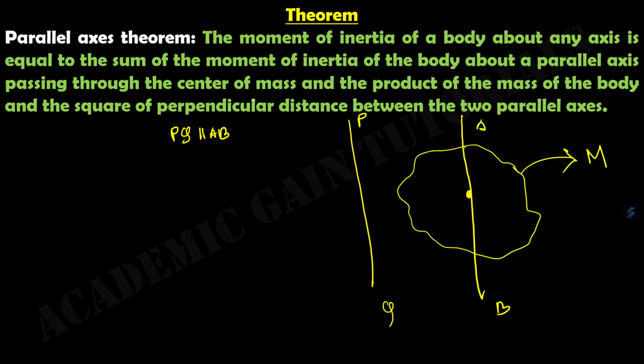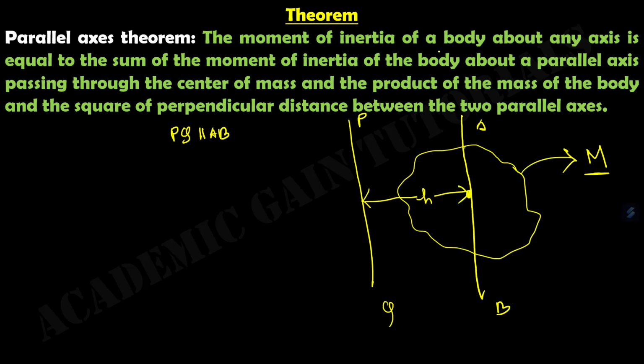And it says that passing through the center of mass, and the product of the mass of the body, which is M, and the square of the perpendicular distance between the parallel axes. So this is the perpendicular distance. Suppose we represent this distance as H, between the two parallel axes.